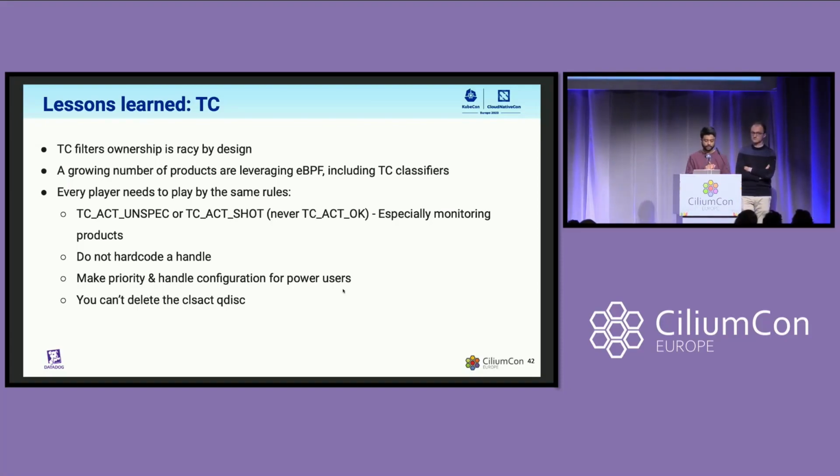So folks should always use TC act unspec or TC act shot, but never TC act OK. Because if you use TC act OK, the packet would be scheduled immediately to the network card. And especially monitoring products should not do this. And do not ever hardcode the handle of one, because you would not know what other products are using. And for power users, make sure the priority and handle can be configurable so that they can mix and match different components. And deleting the clsact qdisc is also very racy, so you cannot delete it in a safe way.